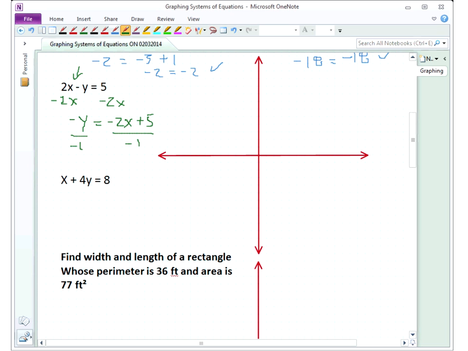So I'm just going to do the opposite of multiplying by negative 1, which is dividing by negative 1. Negative y divided by negative 1 is just going to give me a positive y. So basically all our signs are flipping here. Negative 2 divided by negative 1 is a positive 2. So positive 2x, and that plus 5 is going to turn to minus 5.